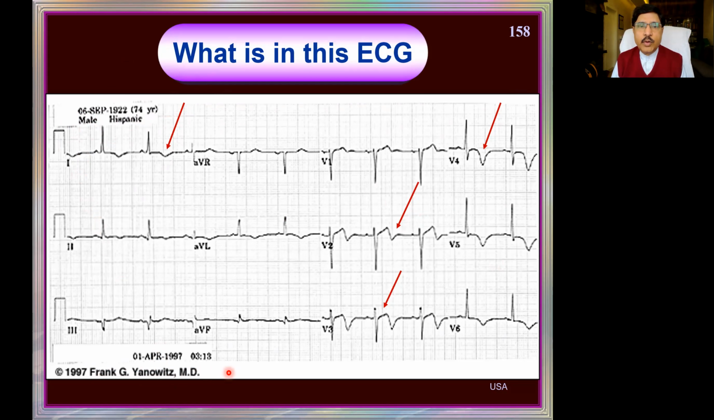Okay, this is how you go about it. First of all, rhythm, rate, axis, P wave for atrial enlargement and ventricular enlargement, conduction defects, then the hypertrophies, then ischemia. Look at the baseline, look at the T waves, look at the ST segments. This suggests definitely there is some ischemia injury complex going on in the anterolateral.